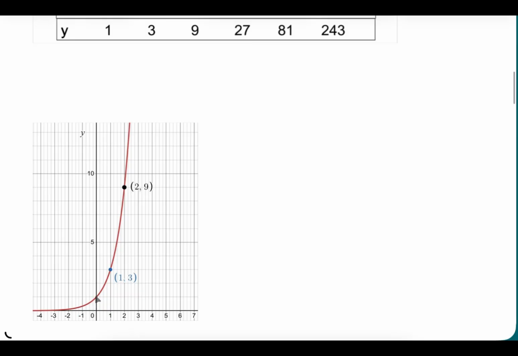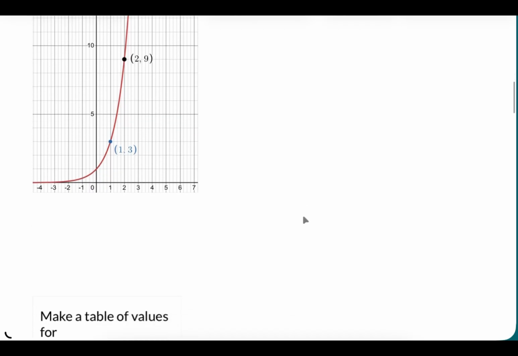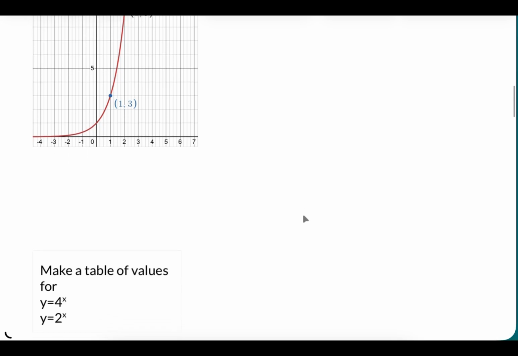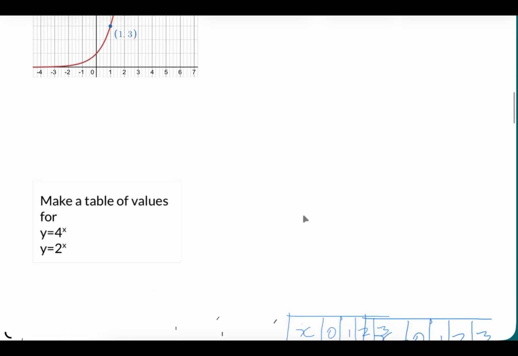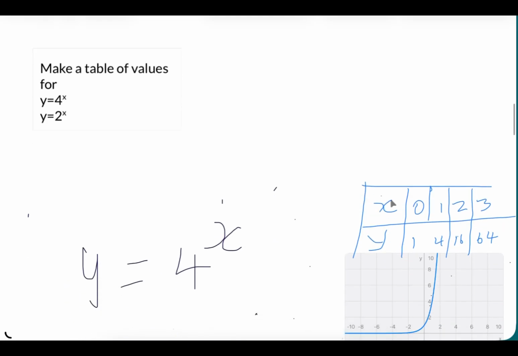A part of the graph is shown here, where (0, 1) will be here, then (1, 3), (2, 9), and so on. The other ones will be further up. So that's what part of the graph of y equals 3 to the x would look like. Now for y equals 4 to the x and y equals 2 to the x, we make tables of values in just the same way. For y equals 4 to the x, we choose x values of 0, 1, 2, 3 and find the matching y values.